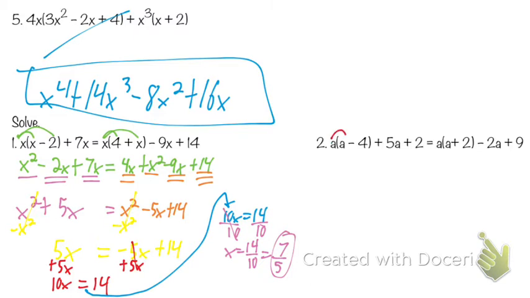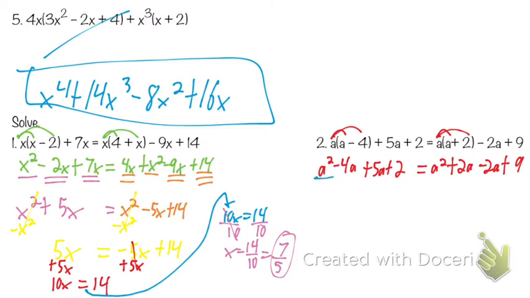So as we distribute the a, we get a squared minus 4a plus 5a plus 2. Then we distribute the a on the other side. A times a is a squared. A times 2 is 2a minus 2a plus 9. Then we're going to go through and combine like terms. Any questions on how I got here, though?